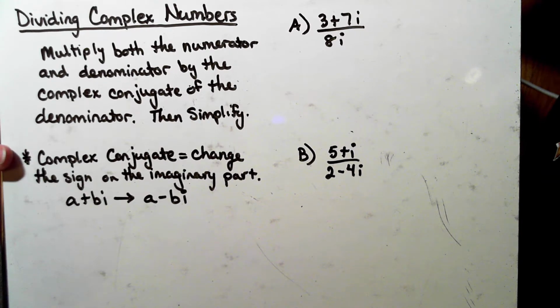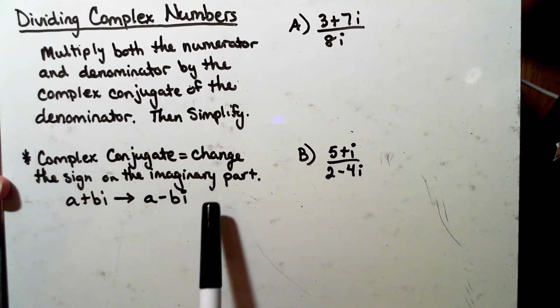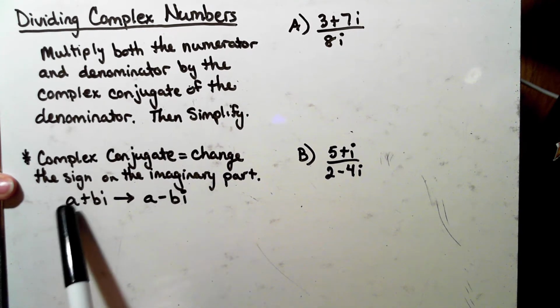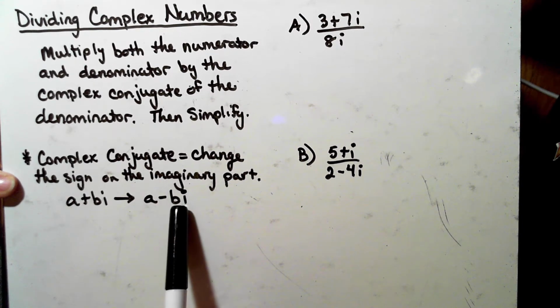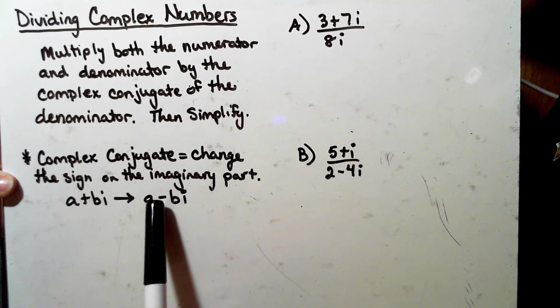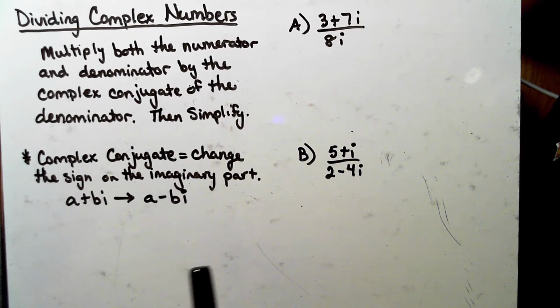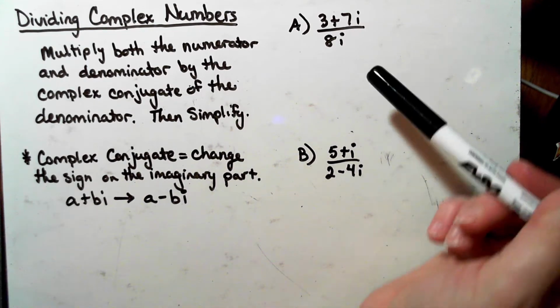So just a reminder, to get the complex conjugate, you just change the sign on the imaginary part. So if you had a plus bi, you now have a minus bi. So find the i and change the sign in front, and that's a complex conjugate. So let's take a look at an example.